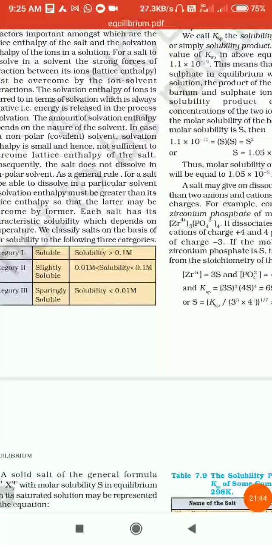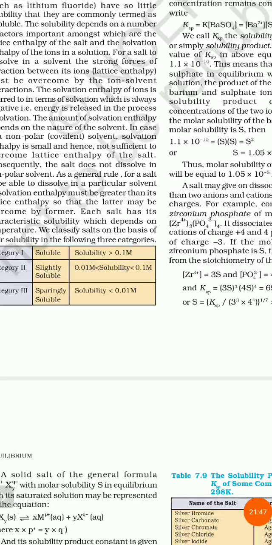So these are the three types. Sparingly is not complete. Slightly is different, and sparingly is different. Soluble means completely soluble. Slightly soluble is, for example, out of 100 percent, only 80 percent or 50 percent dissolves. Sparingly soluble is very, very little compared to that.